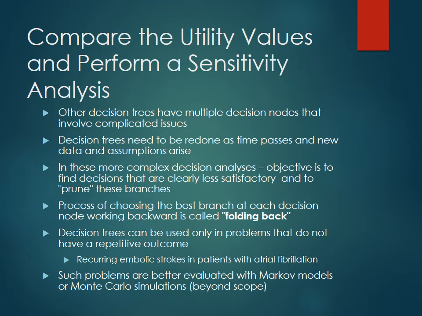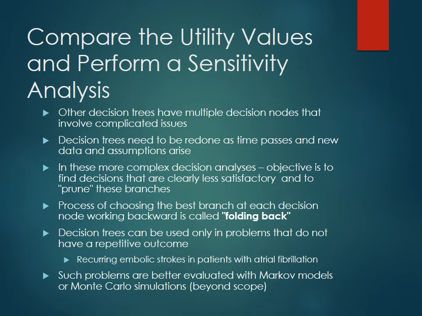So other decision trees can have multiple decision nodes that involve complicated issues. That was a very simple decision tree, but they can get much more complicated than that. And then they need to be reassessed and redone as time passes and new data and assumptions arise, because again, medicine's constantly changing. In the more complex decision analyses, the objective is to find those decisions that are clearly less satisfactory and try to prune those branches. If you find one that is weighted poorly and doesn't really have any real utility, you can just remove it from your decision tree altogether to make things a little bit simpler. And the idea of choosing the best branch at each decision node, working backward, is called folding back. That's a technique there.